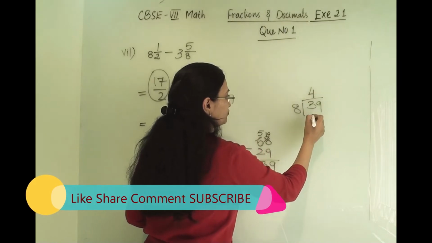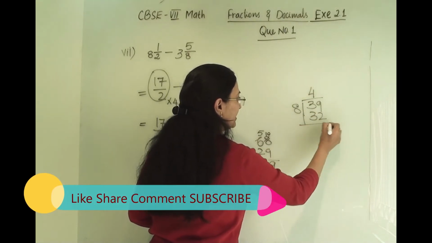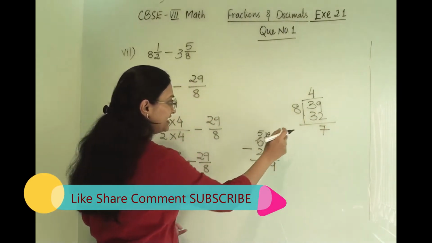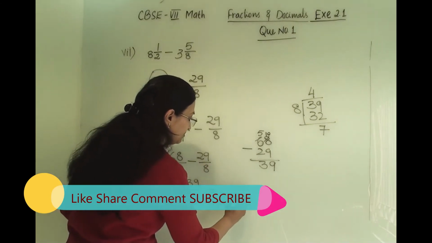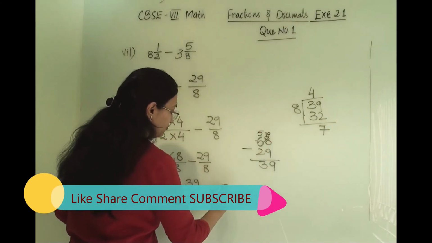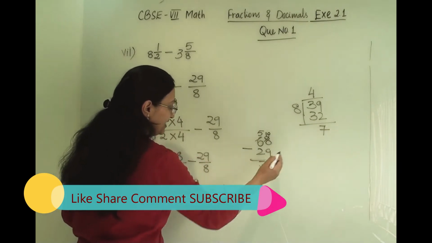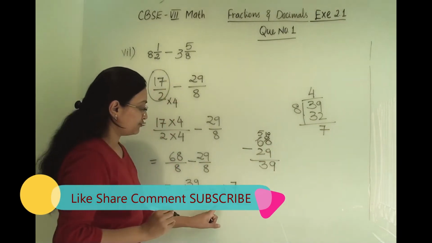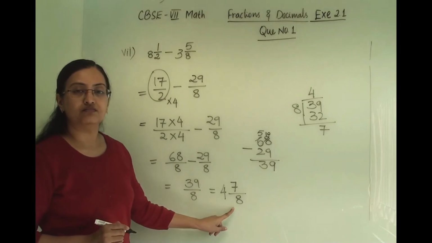8 4s are 32 and we will get here 7. So let us arrange this: 8 will be in the denominator, 4 will come at the front and 7 will go at the top. So 4 and 7 by 8 will be our answer.